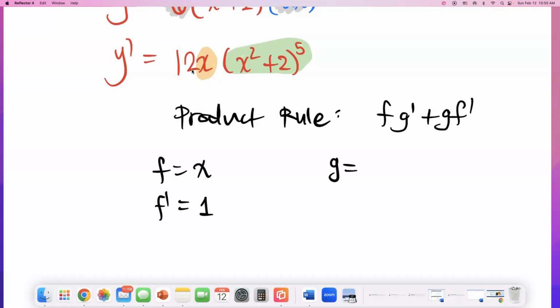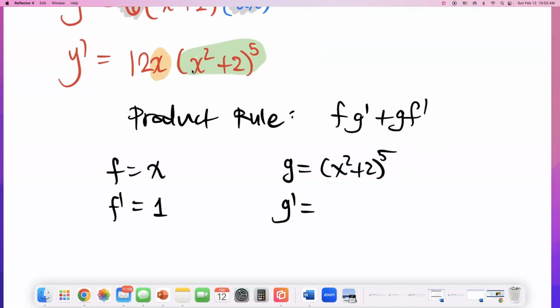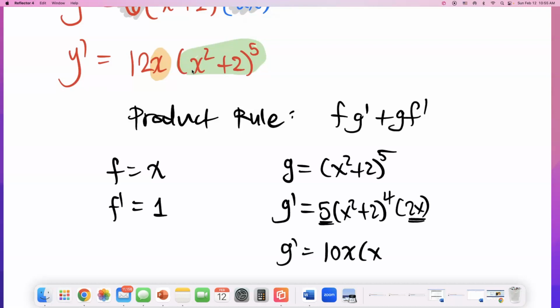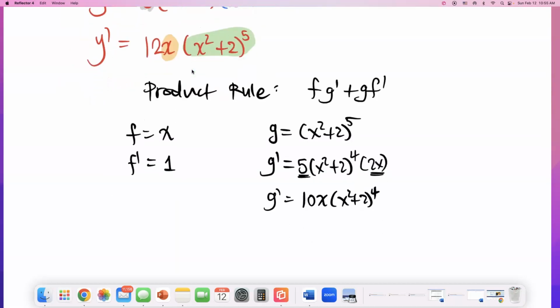g is that green, (x squared plus 2) to the 5th power. Let us find the derivative of this using chain rule. Bring down that 5, but keep everything else the same with the exponent of 4. And we multiply this by the derivative of the inside part, which is 2x. So if I multiply this 5 and 2x, g prime becomes 10x times (x squared plus 2) raised to the 4th power. So I got my 4 pieces for this product rule.